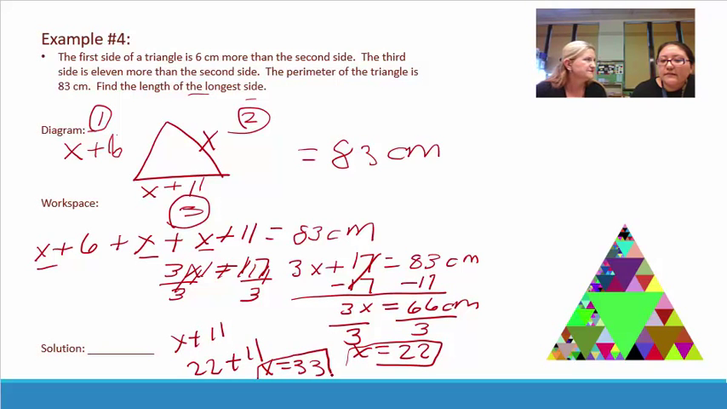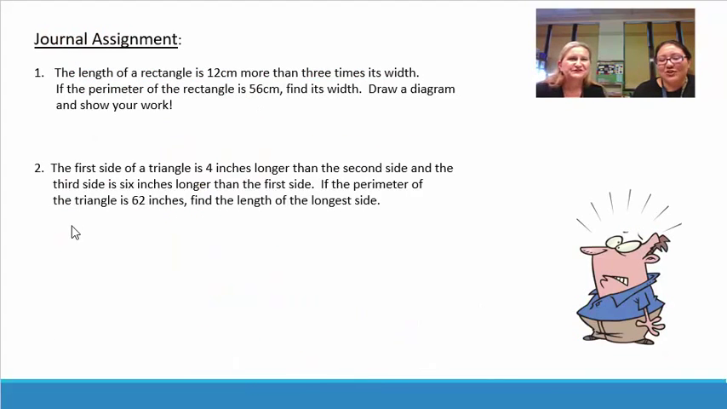Okay, excellent. So thank you, we're done with all the examples. So you should be ready for your journal assignment. For your journal assignment, we have 2 problems for you. The first problem is like the first 2 examples. You have a rectangle, so sketch a picture, label the sides, write the equation and solve it. And the same for the second one.